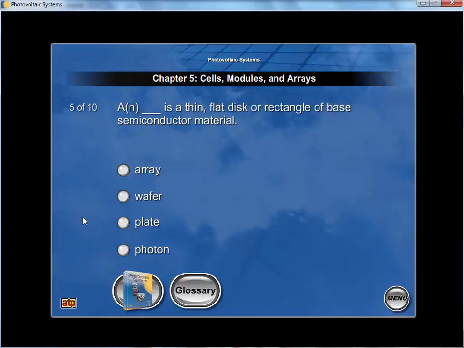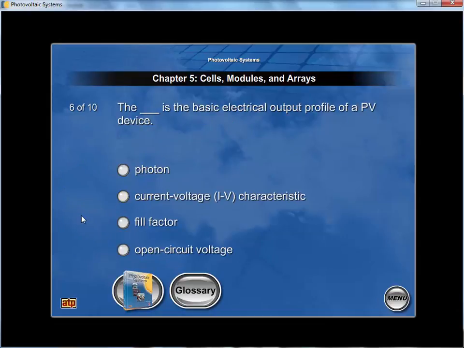A blank is a thin, flat disc or rectangle of base conductor. I'm going to call that wafer. Is that jiving? Wafer? The array is the big one. Plate, it's not a technical term that I know of in PV. So the wafer is the actual semiconductor that's sliced out of the crystal. The blank is the basic electrical output of a PV device.